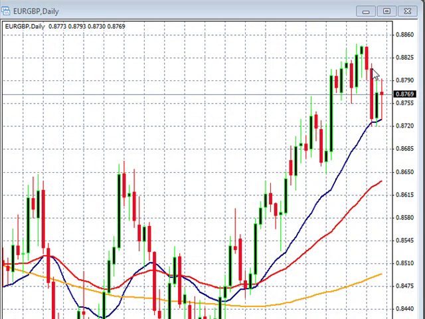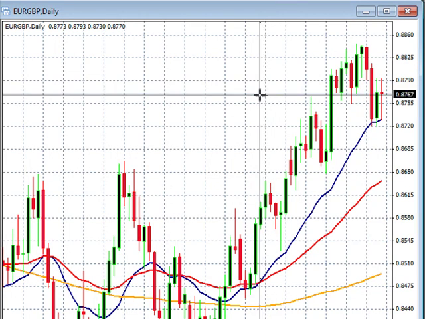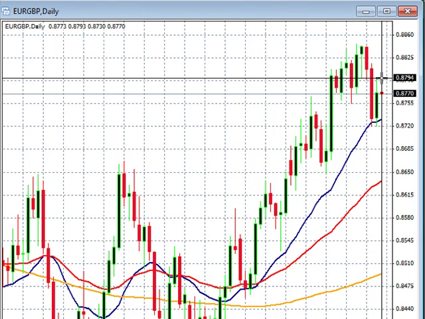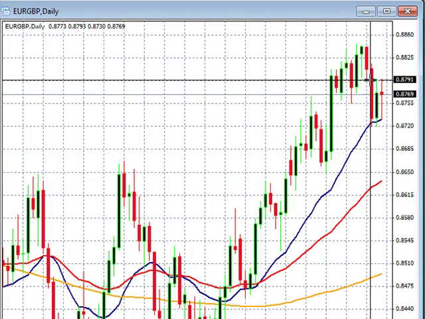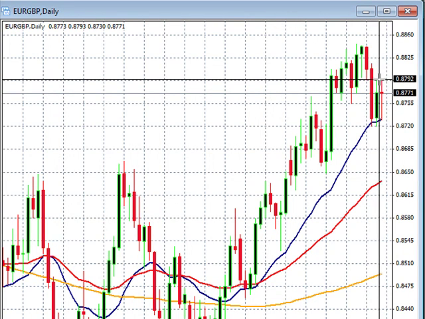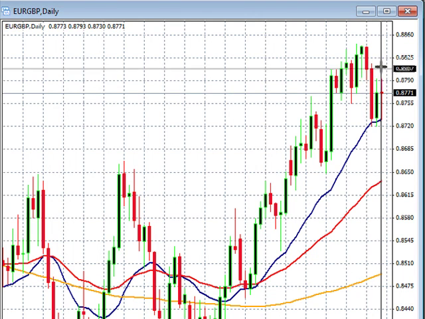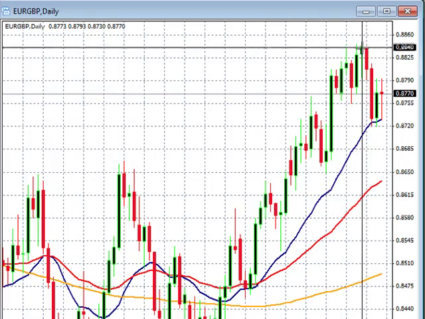Some people may be waiting for the actual top of this barrel. I would say we've got 2 wicks here, 2 wicks on a daily from Wednesday's action and from today's action. And I would probably go ahead and put an alert here around 0.8790 and see if this will take us higher to retest the swing high.